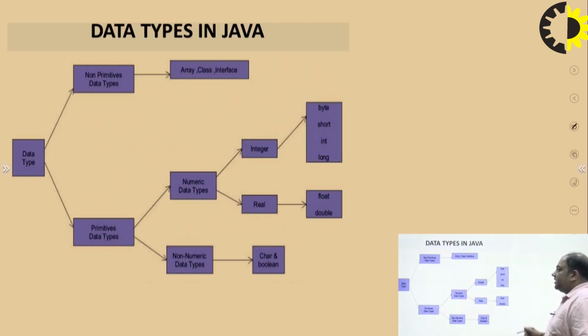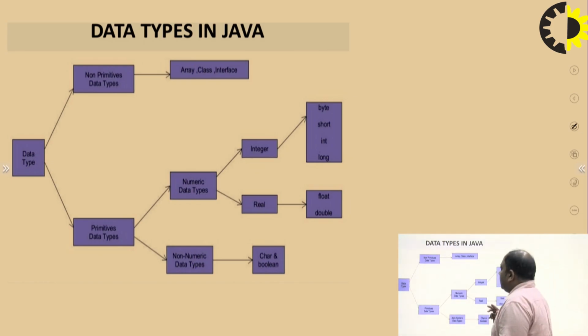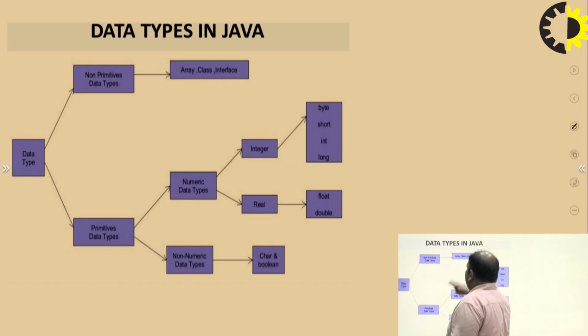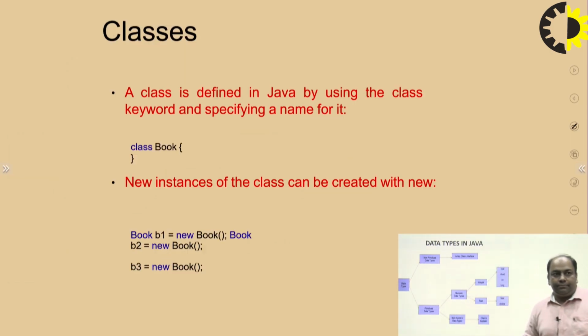Okay, these are the data types, which are divided into two types: primitive and non-primitive. Primitive is further divided into two types, numerical data types and non-numerical. In numerical, there are integer and real types, which are byte, short, int, long, float, and double. And in non-numeric, we have character and boolean. And in non-primitive data types, we have array, class, and interface.